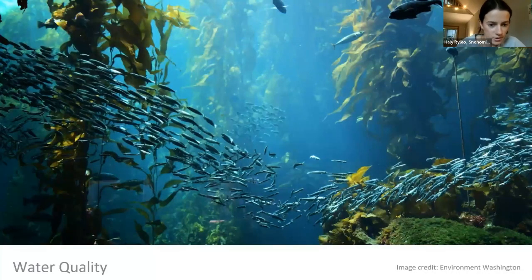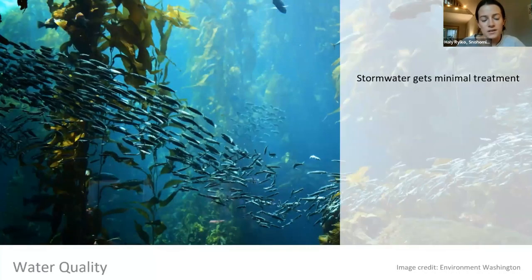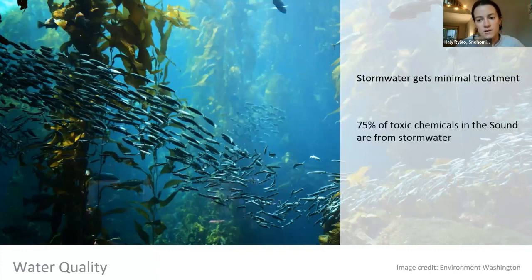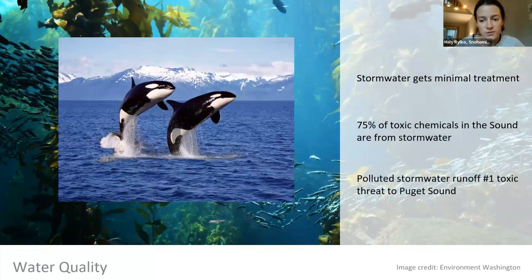And so to speak to the water quality piece, in the developed landscape, stormwater is typically minimally treated. As a result, about 75% of toxic chemicals in the Puget Sound are from the stormwater washing in there. Polluted stormwater runoff is the #1 toxic threat to Puget Sound. This can mean that salmon can die within like 3 hours if they're exposed to stormwater. And we know that salmon are a really critical diet of our friendly orca.